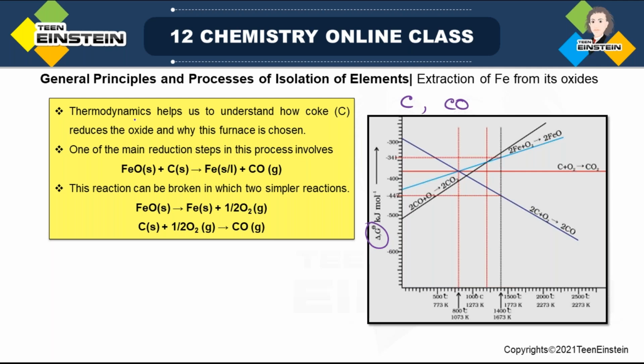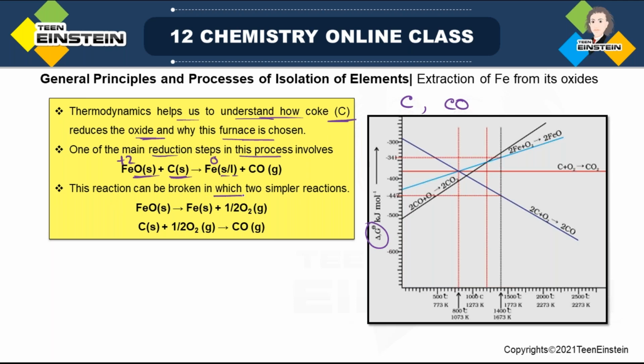So here we will see how thermodynamics is basically helping us to understand why coke reduces the oxide and why this furnace is chosen. Because in this furnace there are some specific temperature zones. Remember 3 temperature zones: low, high and moderate. Now one of the main reduction steps we have seen in this process is that FeO, that is ferrous oxide, is reduced by carbon. So from the +2 state, now it is 0. Here S and L, both physical states, are mentioned. That means it may be in liquid form or solid form.